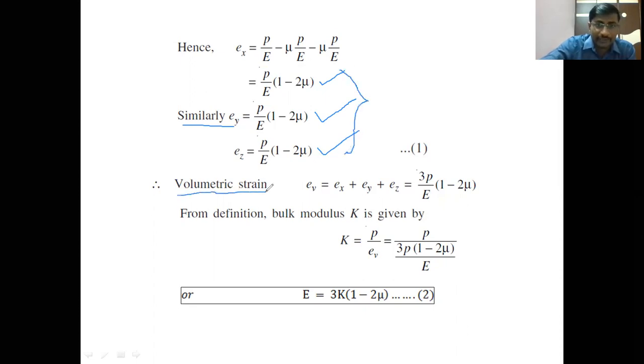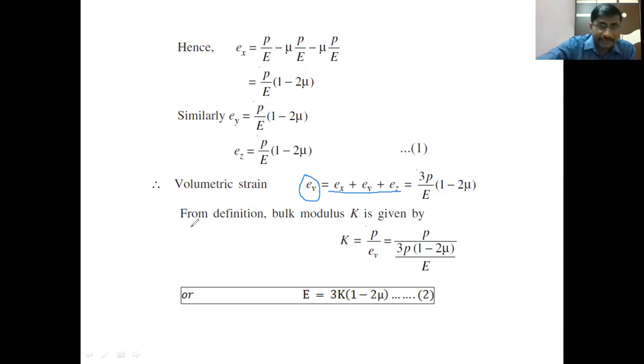Therefore, we can write the volumetric strain of the cube. What is the volumetric strain of the cube? The summation of strain in each direction, that is Ex plus Ey plus Ez, we can write as volumetric strain. By summing all three equations, since the three are equal, we can write it as 3p by E into 1 minus 2 mu. This is the volumetric strain.